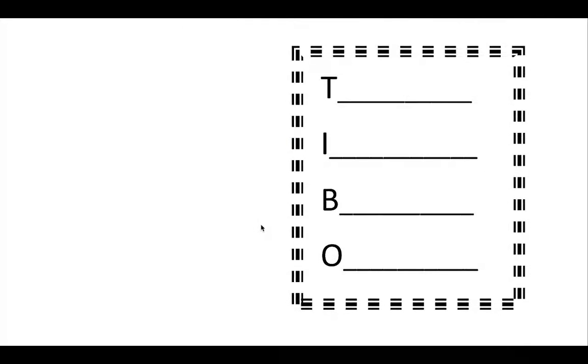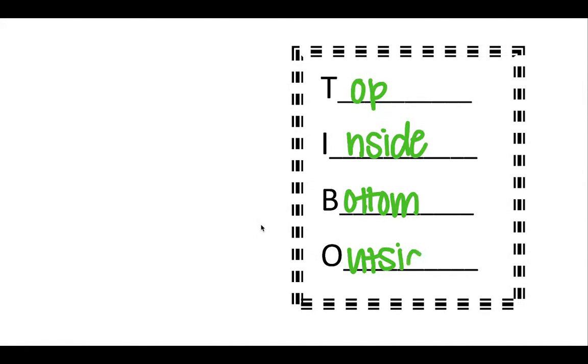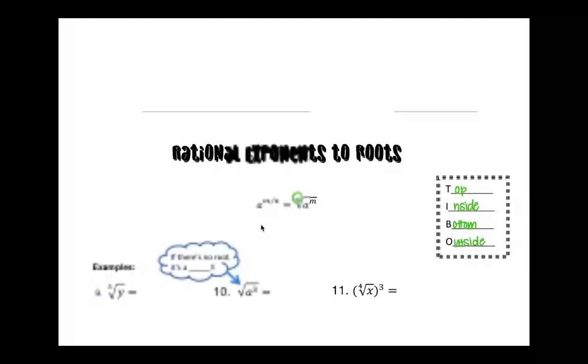So this little saying is going to help us understand how to go from rational exponents to get these roots. So what this stands for, TIBO, stands for top, inside, bottom, outside. Okay, TIBO is going to help us out here.